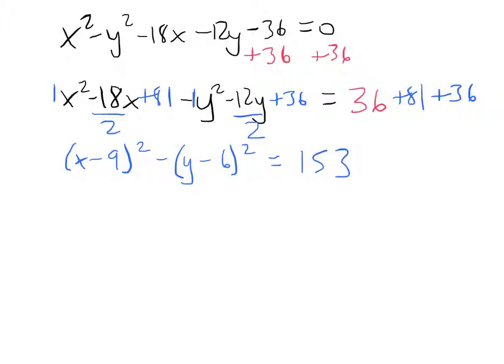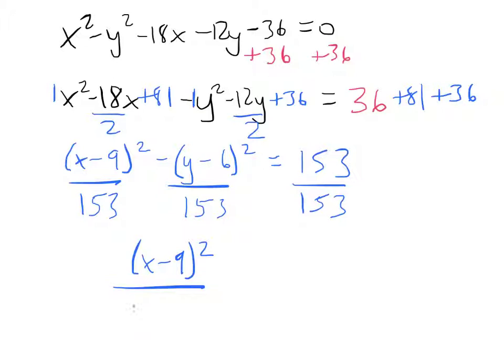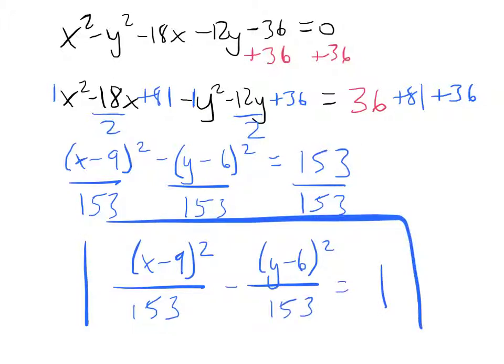Okay, so now my last step is, remember, in any hyperbola, I want this to equal 1. So I'm going to divide both sides by the constant. That's my last step. So what I get is x minus 9 squared over 153 minus y minus 6 squared over 153 equals 1. And this is the equation of my hyperbola. Now today all we're going to be doing is taking this equation and converting it. Tomorrow, or on Monday, what we're going to do is we're going to actually graph them. So let's look at one more example.